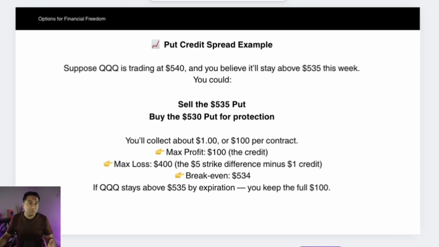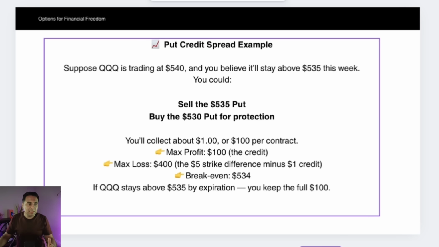Let's assume that QQQ is currently trading at $540 and you believe that it will stay above $535 by the end of this week. In that case, you would sell the 535 put option and then you would buy the $530 put for protection and to define your risk. And in this case, since the difference between the sold put and the bought put is $5, you're going to take that $5 and multiply it by 100 because one options contract lets you control 100 shares.